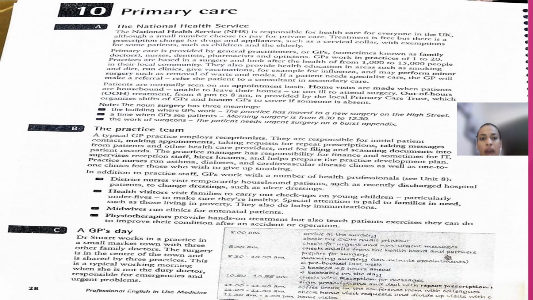Primary care is provided by general practitioners or GPs, sometimes known as family doctors, nurses, dentists, pharmacists, and opticians. GPs work in practices of one to twenty. Practices are based in a surgery and look after the health of from 1,000 to 15,000 people in their local community. They also provide health education in areas such as smoking and diet.